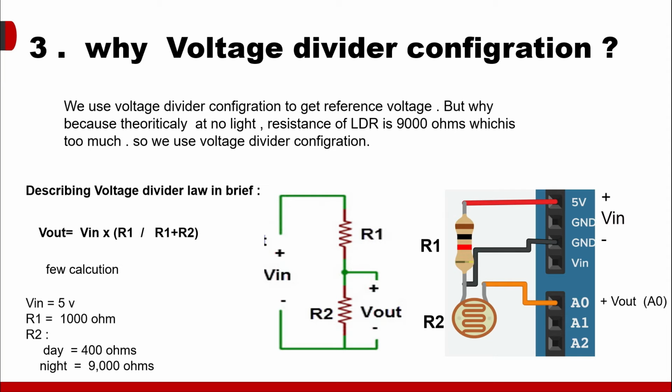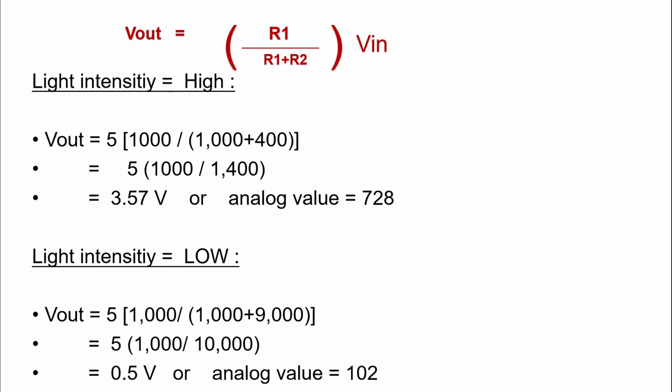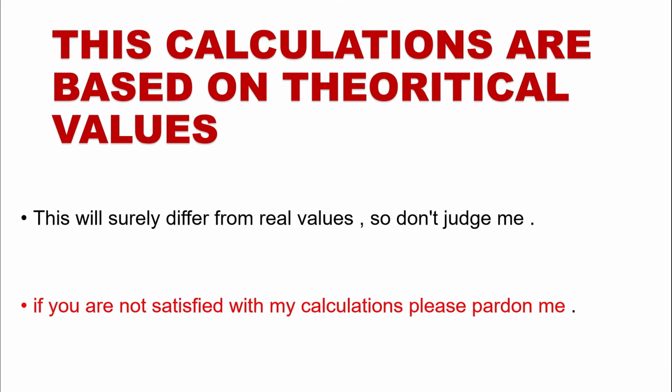Now we will look at some calculations. Here we will calculate V out, meaning what we will get in A0 pin using the voltage divider rule or formula. When light intensity is high, resistance of LDR will be 400 ohms and we will get a reference voltage of 3.57 volt or analog value of 728. Similarly, for low light intensity, LDR resistance is 9000 ohms and we will get a reference voltage of 0.5 volt or analog value of 102. Now these calculations are based on theoretical values. This will surely differ from real values, so don't judge me. If you are not satisfied with my calculation, please pardon me.